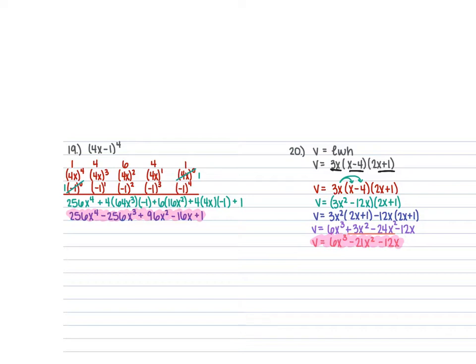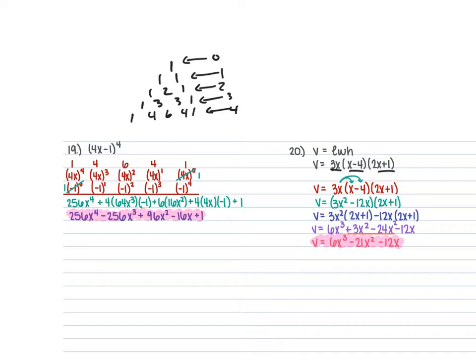And over on 19, again, Pascal's triangle. 1, 2, 1, 1, 3, 3, 1, 1, 4, 6, 4, 1. That's for things to the 0 power, to the first power, to the second power, to the third power, and to the fourth power. So that's why we're using it, because this is to the fourth power. That's why we chose this line.